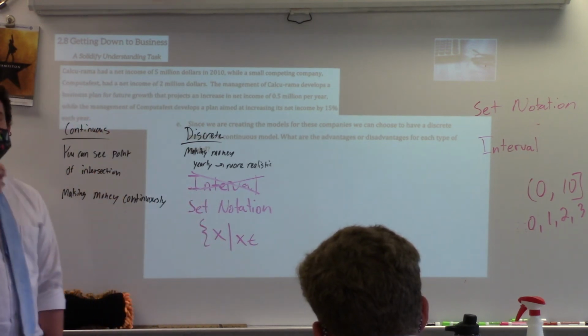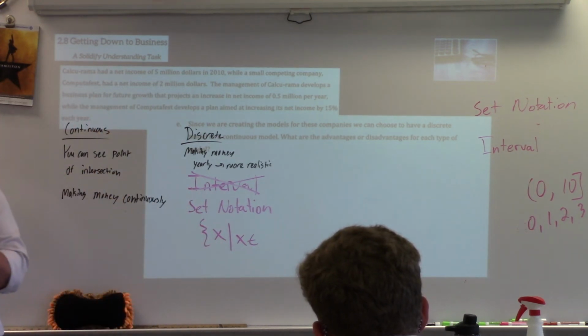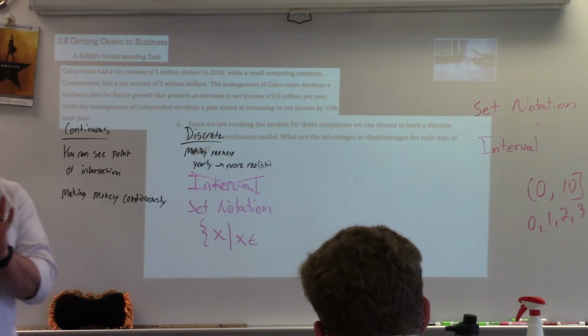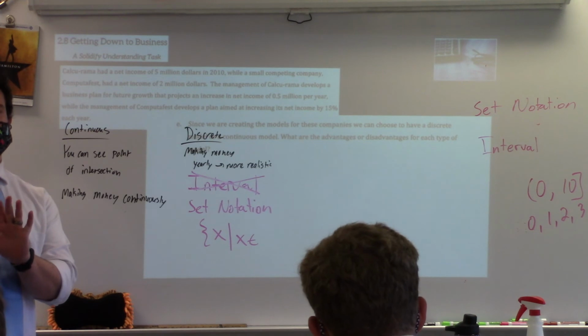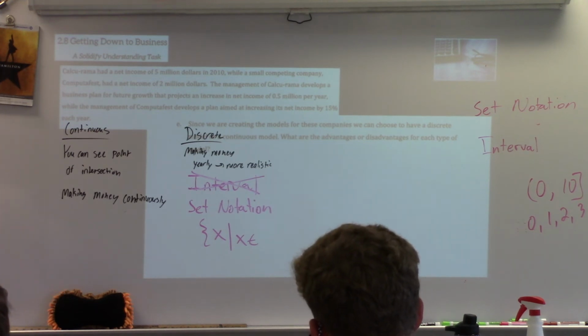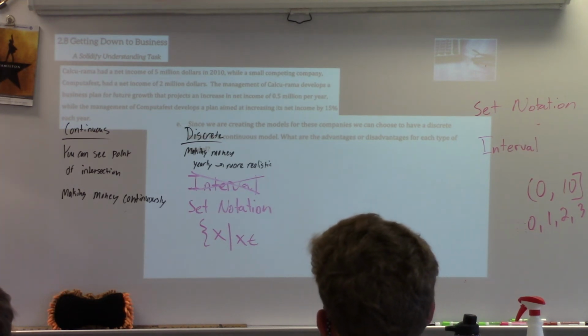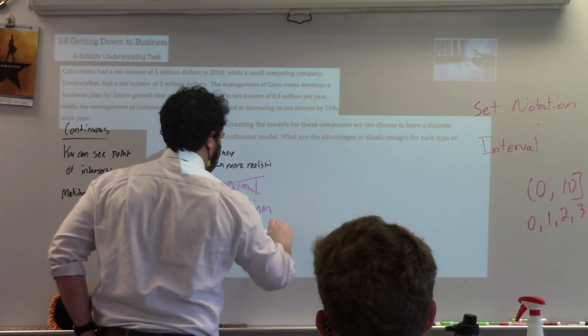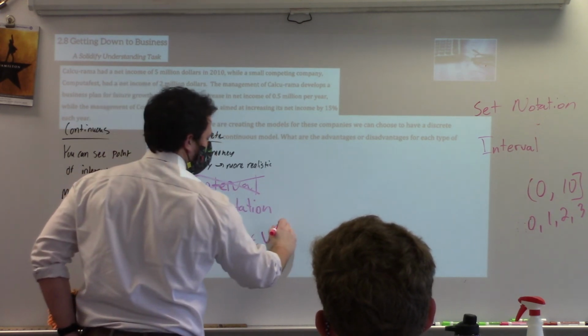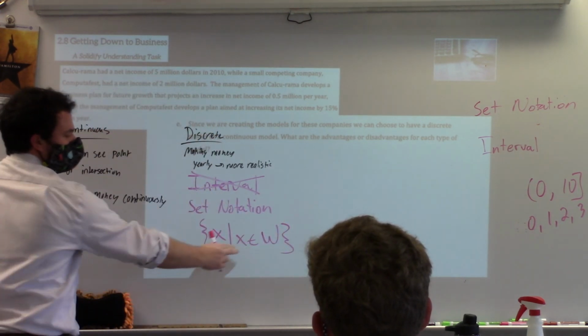Now, if we're talking about the discrete, think about it, we'd be talking about years 0, 1, 2, 3, 4. That's what we're talking about when we say discrete, right? Every year. What kind of numbers are we looking at if it's 0, 1, 2, 3, and so forth? That's your whole numbers. So it's the set of x when x is an element of the whole numbers.